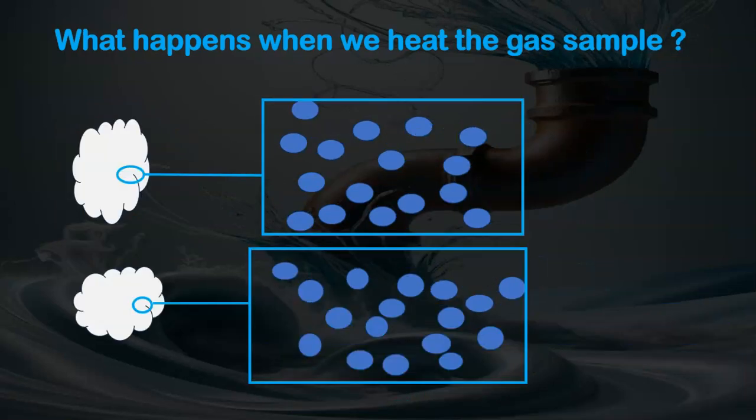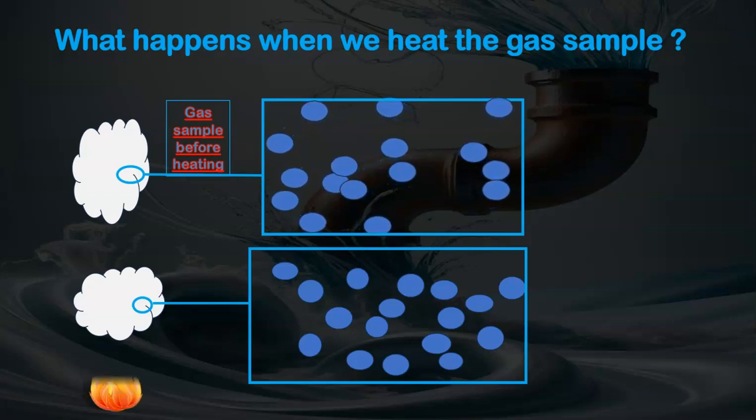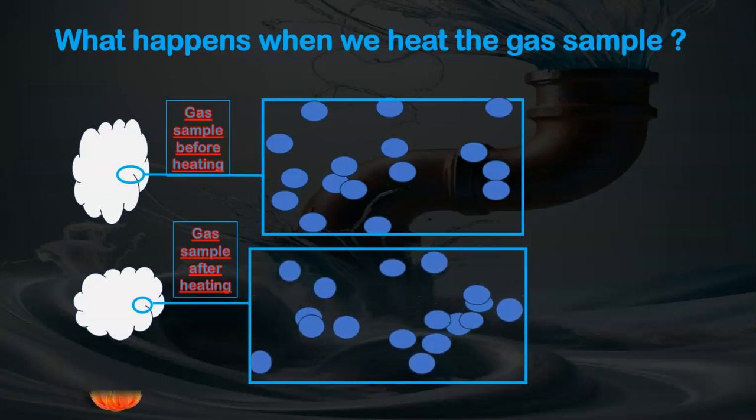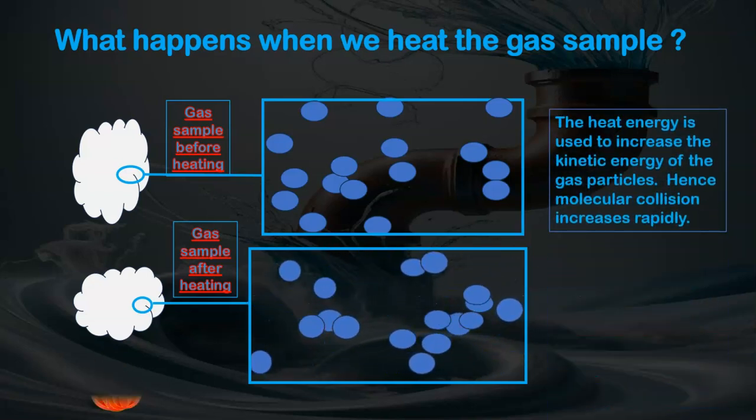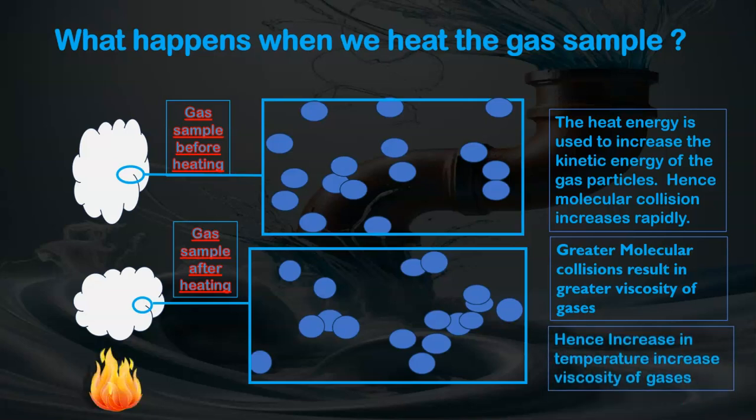Now what happens when we heat the gas sample? So this is a gas sample before heating. You can see there will be small molecular collisions. What happens when we heat the gas sample? So gas sample after heating, if you look at the microscopic view, you can see the heat energy is used to increase the kinetic energy of gas particles. Hence, molecular collisions increase rapidly. Greater molecular collisions result in greater viscosity of gases. Hence, increase in temperature increases viscosity of gas.